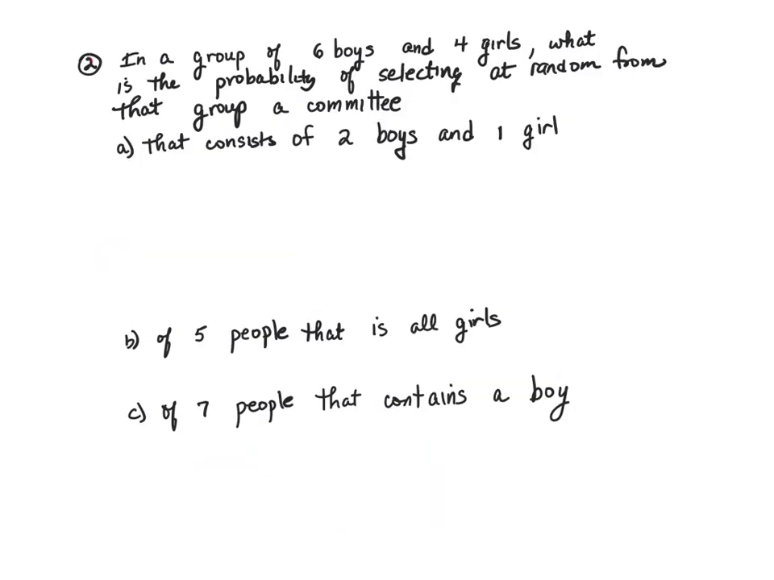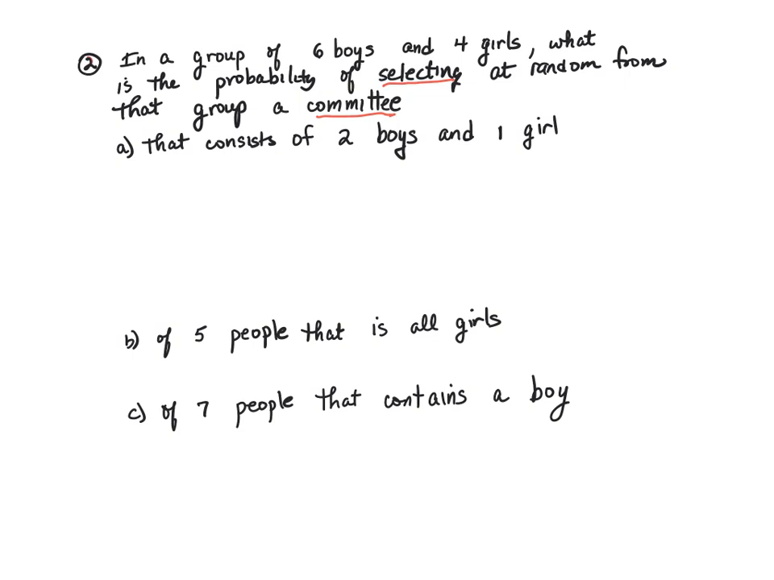Now, in the next problem, let's take a look at this. In a group of 6 boys and 4 girls, what is the probability of selecting at random from that group a committee? All right, so let's look at these key words. Selecting and committee cries out combinations. So we have 6 boys and 4 girls. What is the probability of selecting at random from that group a committee that consists of 2 boys and 1 girl? So let's take it step by step.